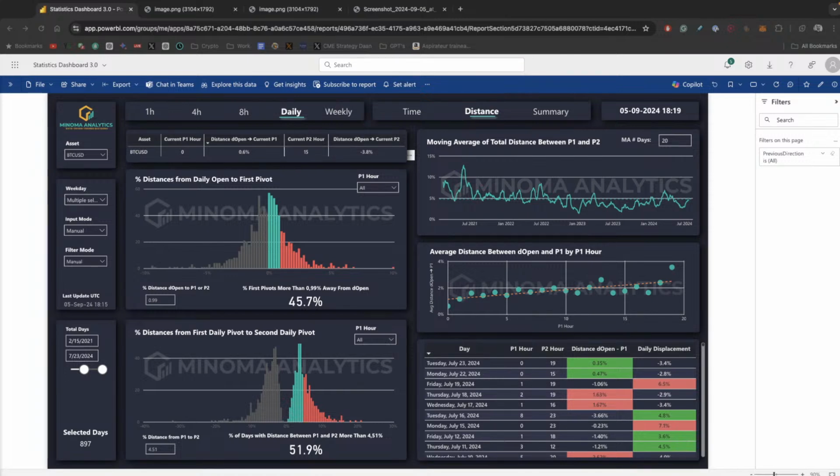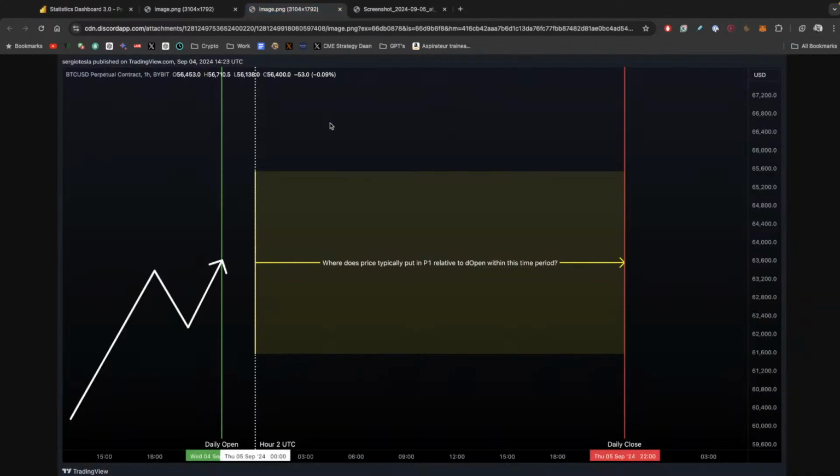If we use conservative filtering, so we filter out, and again, it's this one right here, we filter out hour 0 and 1, which means the analysis focuses on later P1s. This reframes the data and excludes early P1s, which are both frequent and close to the daily open, as we have seen, making the signals more selective and focused on later day behavior.